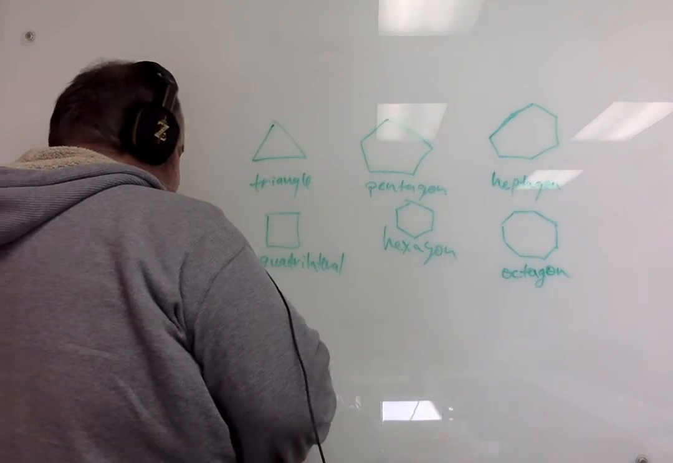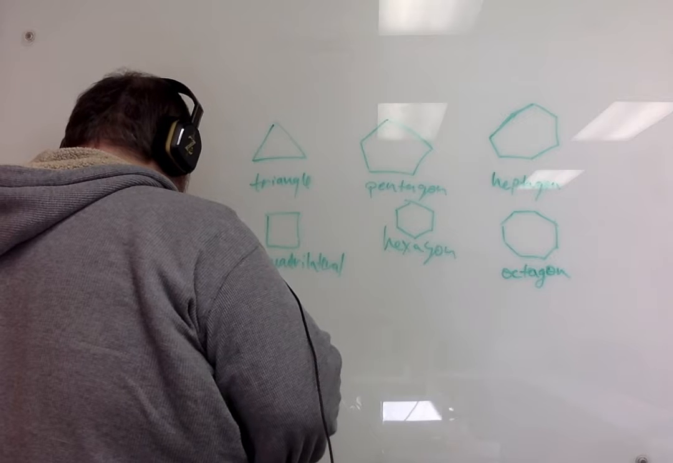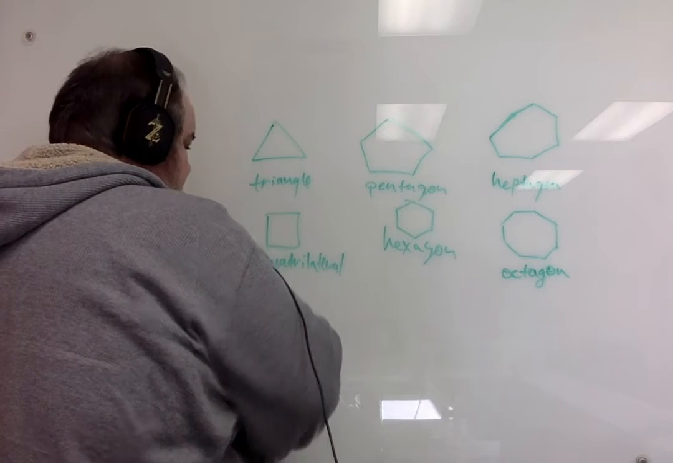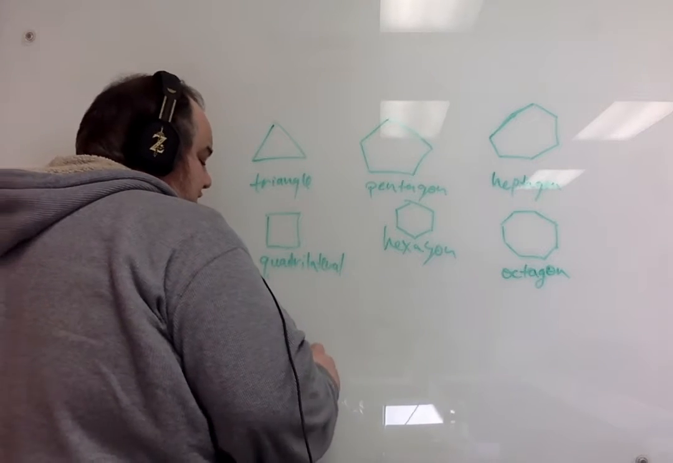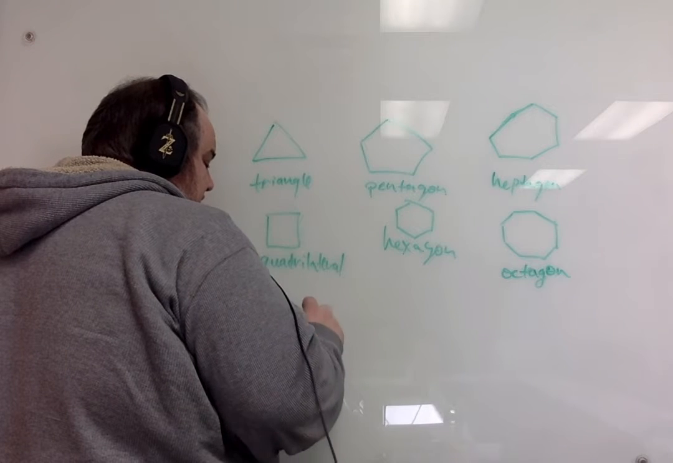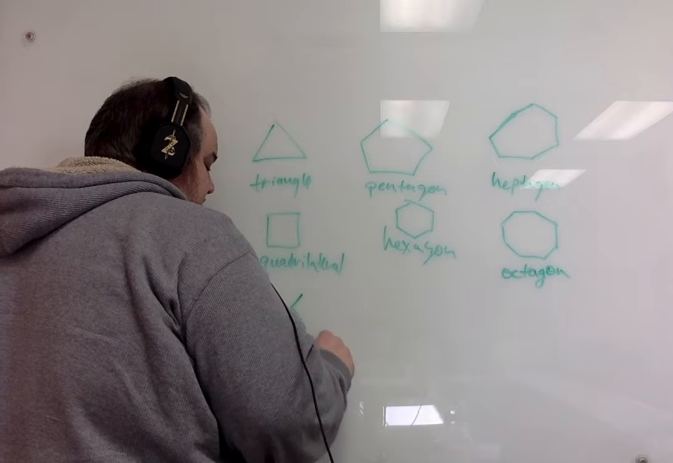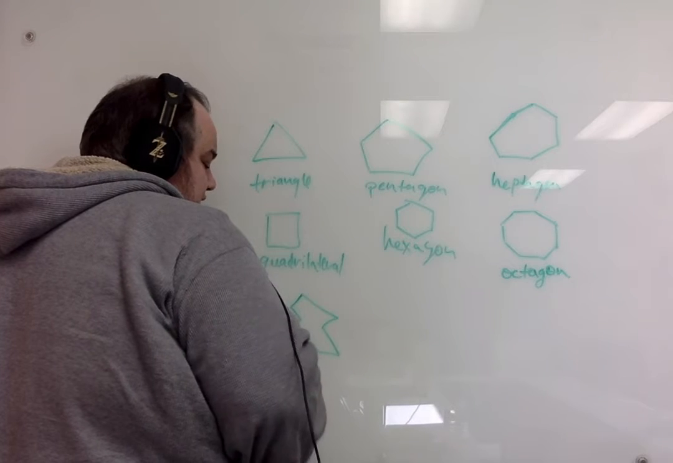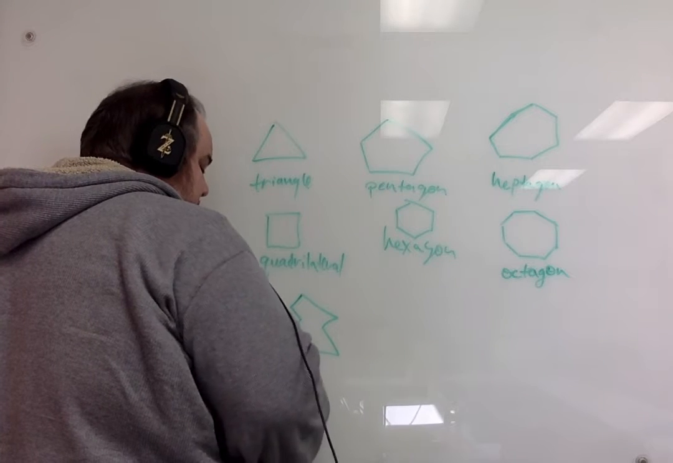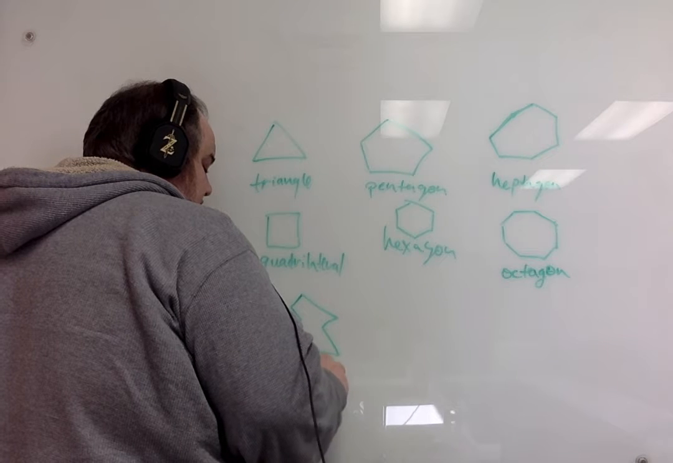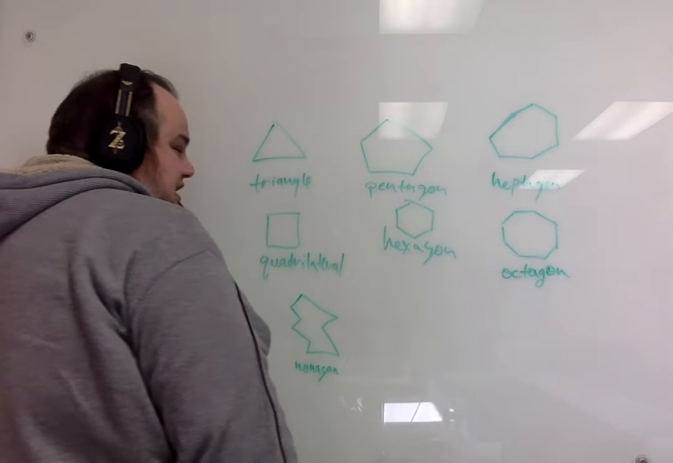A nonagon has 10, and this one's not in your book, or 9 I mean. A nonagon has 9, so 9-sided. So 1, 2, 3, 4, 5, 6, 7, 8, 9. Now this is what we call a concave shape, but this would be a type of nonagon. And then a decagon has 10.